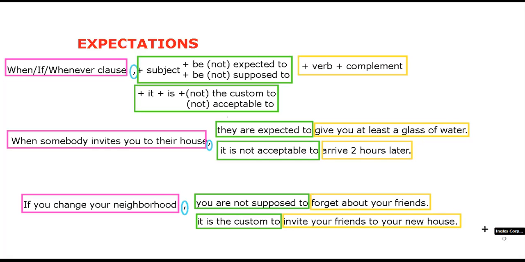Teacher, in that case, you are not supposed to forget. I could put something like, you are supposed to not forget also? No, I would say, you are supposed to remember your friend. Remember about your friend. So I would probably use the opposite. We don't want to make it too complicated there. So the opposite of not forgetting is to remember, right? Okay. So you're supposed to remember. Okay. All right. Any questions?